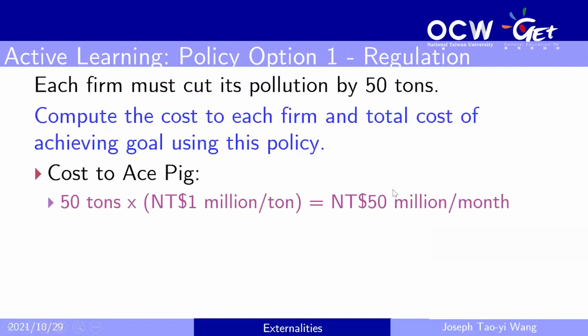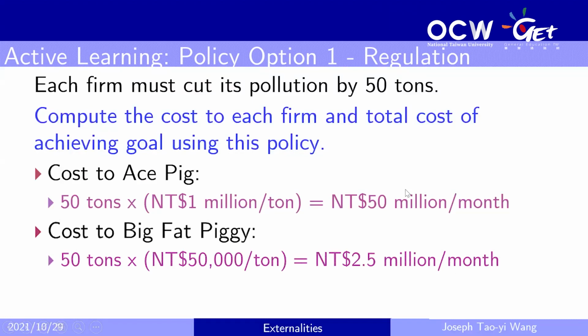All right, so let's take a look. For Ace Pig, the unit cost of reducing 1 ton of pollution is 1 million NT dollars. So 50 tons times 1 million, so it's 50 million NT dollars. That's why the answer is above 35 million, but less or equal to 50 million, because it's exactly 50 million.